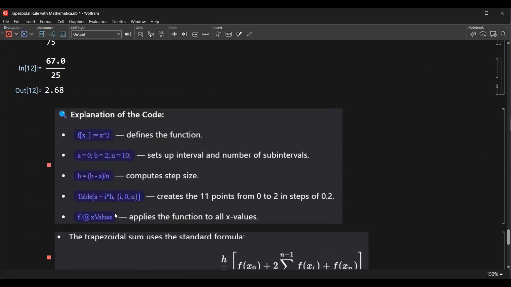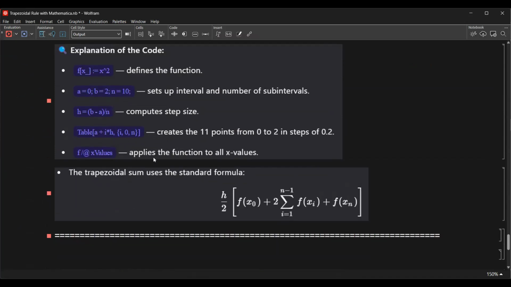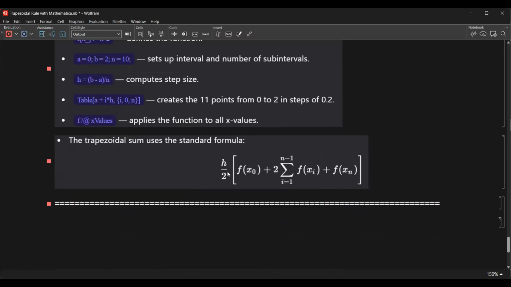So the explanation of the code: f of x equal to x squared, and a equal to 0, b equal to 2, n equal to 10. Then we compute the step size here, b minus a divided by n. Then we have the table here, a plus ih, where i is from 0 to 10. So it creates the 11 points from 0 to 2 in steps of 0.2. This one applies the function to all x values. We have the trapezoidal sum, which uses the standard formula.